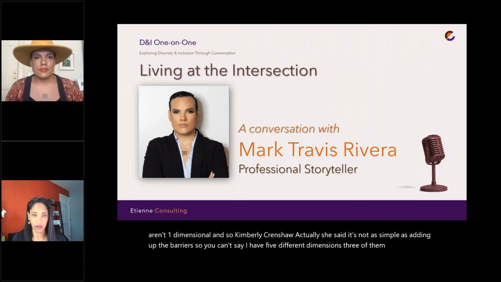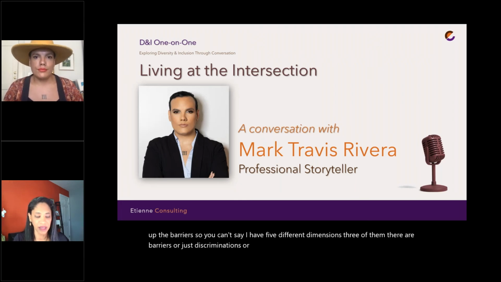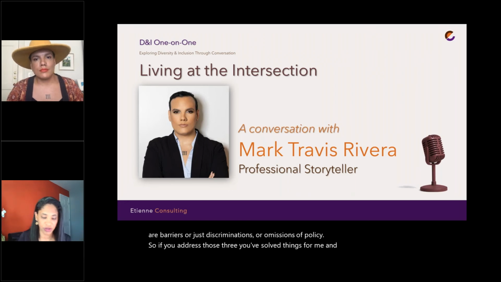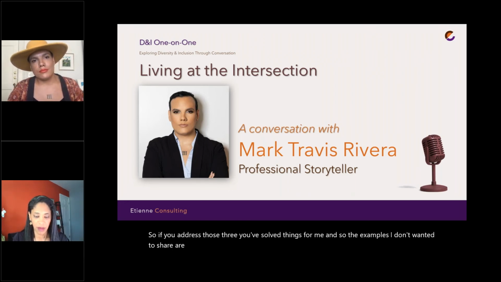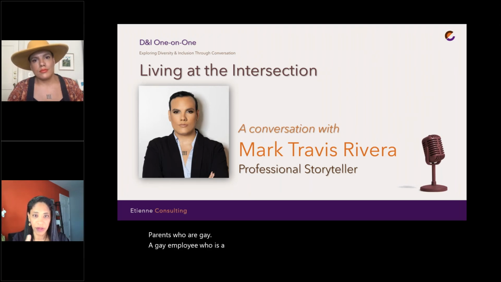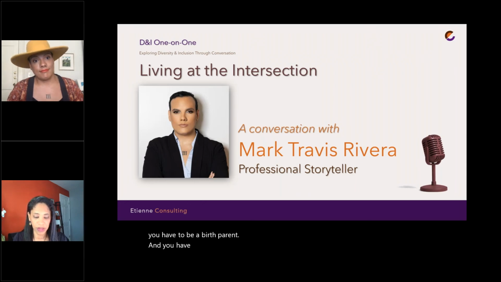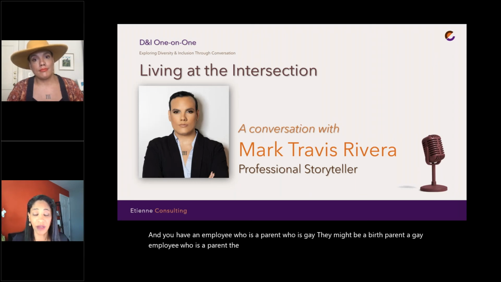3 of them, there are barriers or discriminations or omissions of policy. So if you address those 3, you've solved things for me. And so the examples that I wanted to share are leave policies. Parents who are gay, a gay employee who is a parent, are they both protected here? Because if your policy says you have to be a birth parent, and you have an employee who is a parent who is gay, they might be a birth parent. A gay employee who is a parent might not even qualify for the benefits because they're only eligible for men and women as defined.